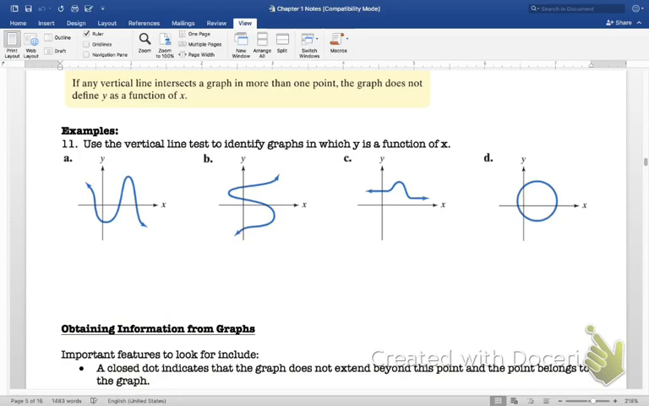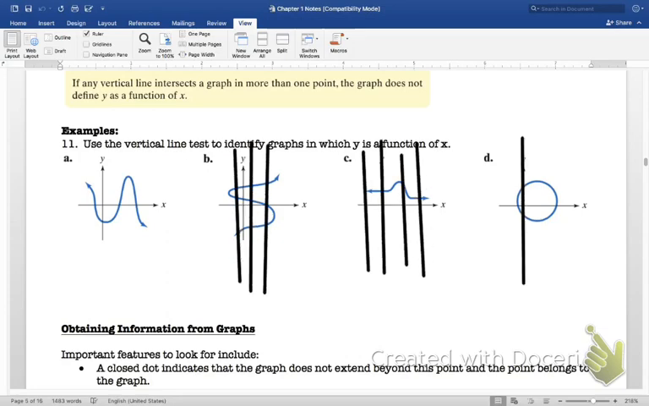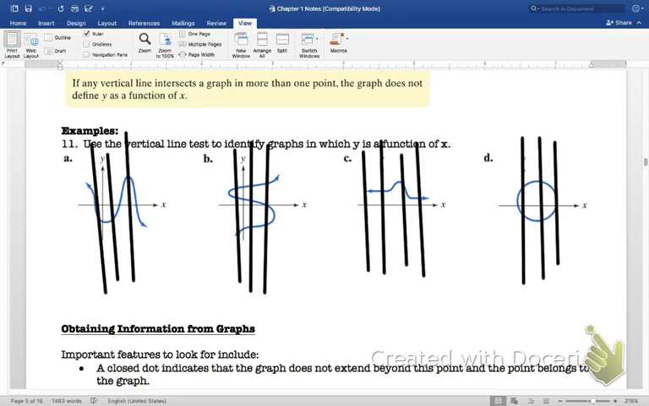A and C pass the vertical line test, and then B and D will not, because if we hit more than one spot, then it's not going to pass the vertical line test. So A and C are going to pass, B and D don't, because they hit more than one spot.